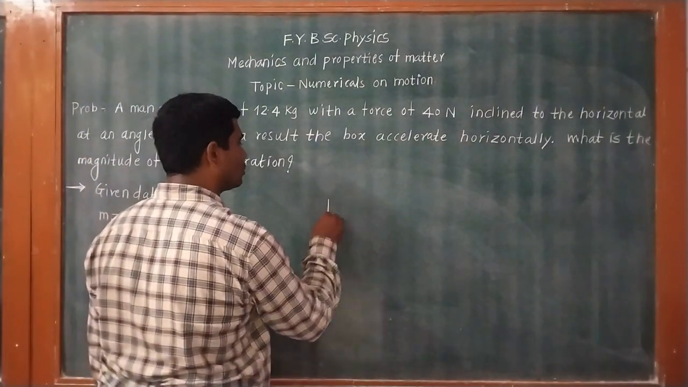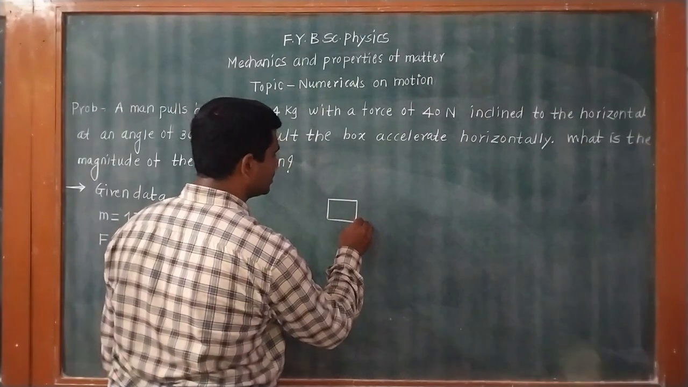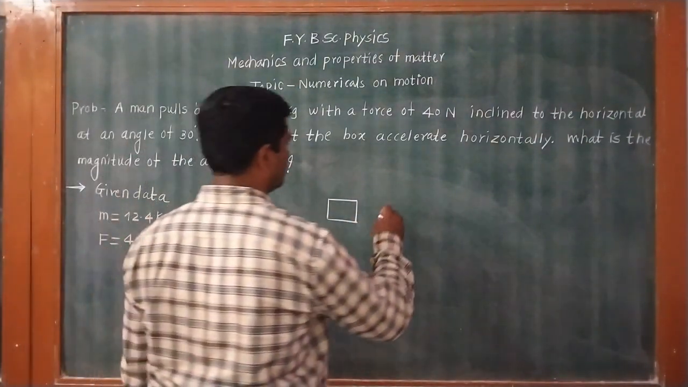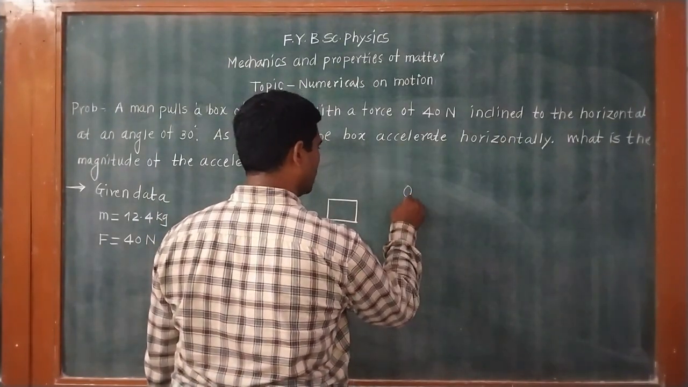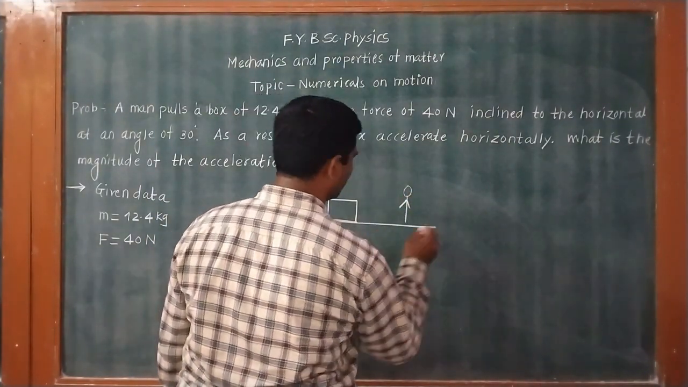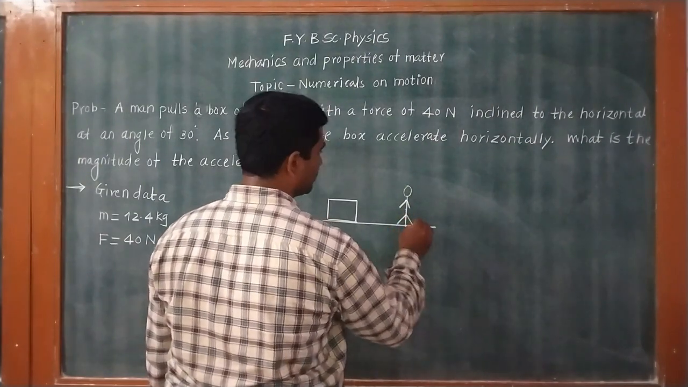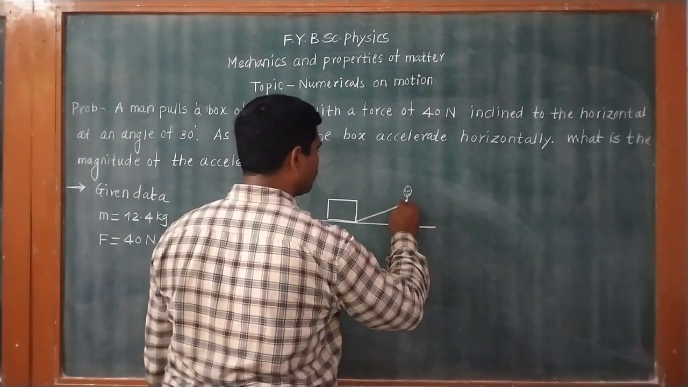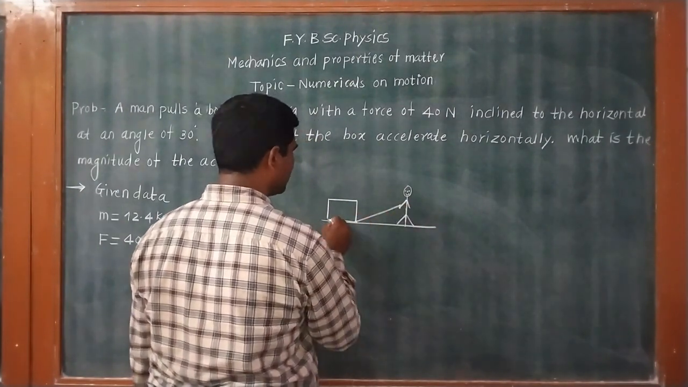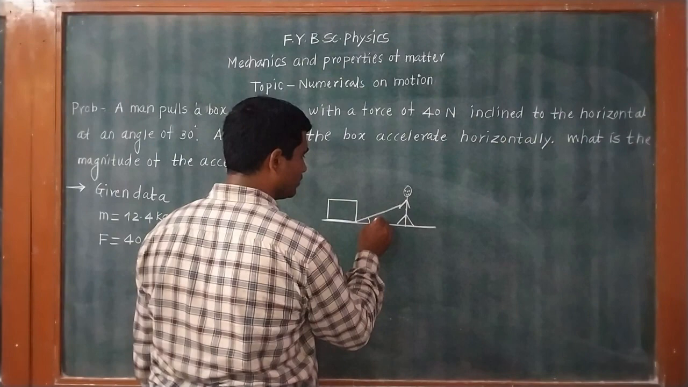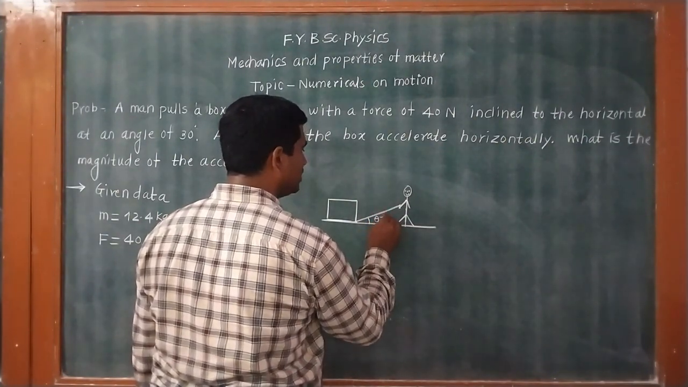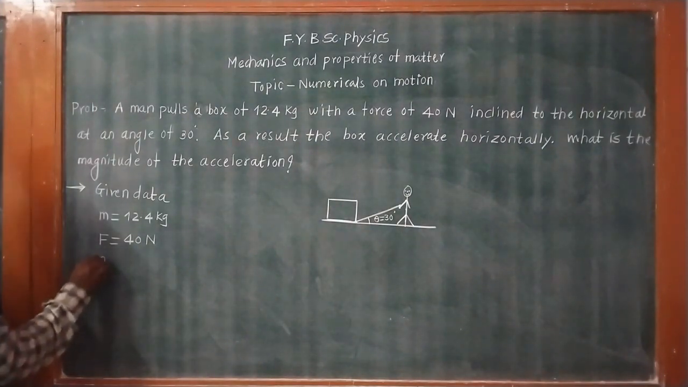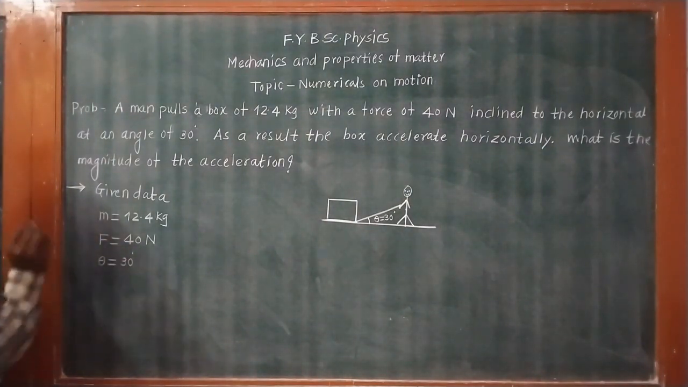So we just try to draw that figure over here. Let us say this is a box, and there is a man at this position. For example, this is a horizontal surface. This is the man, and he is pulling this, and the angle with the horizontal, theta, is 30 degree. So I'll write here theta is equal to 30 degree.